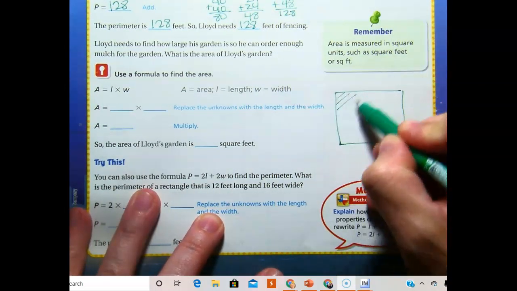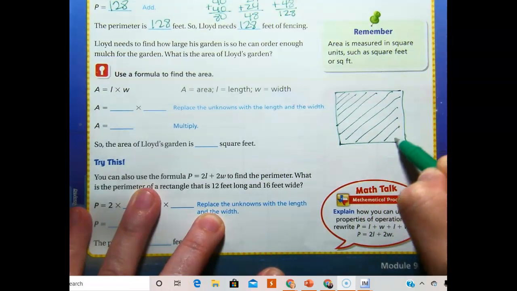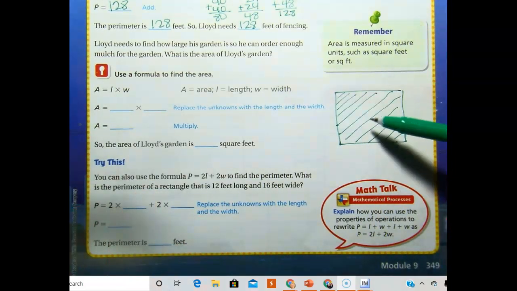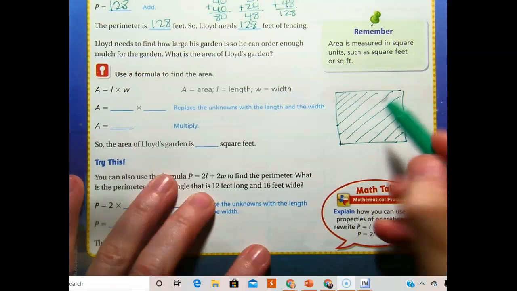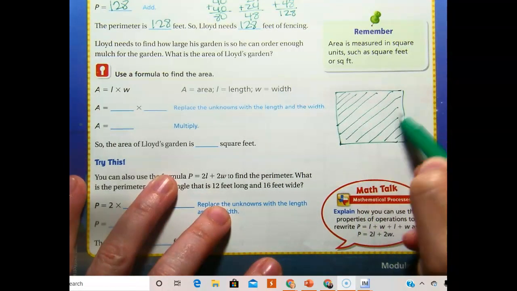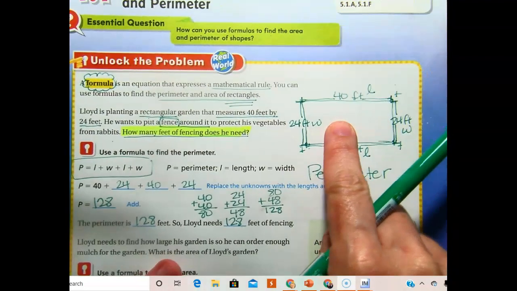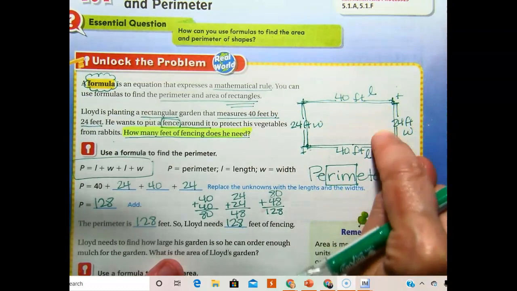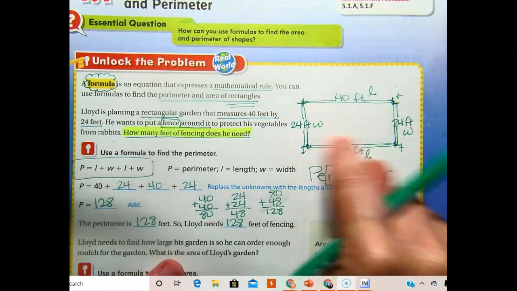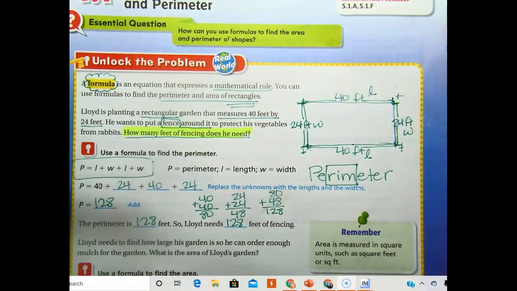An area is this whole space, okay? So for instance, think of this as a rug on the floor. That's why they call rugs area rugs, because it covers that space. So if we think about Lloyd and his garden, the area would actually be all of this soil and the plants and everything that's inside this space. That's his area for his garden.